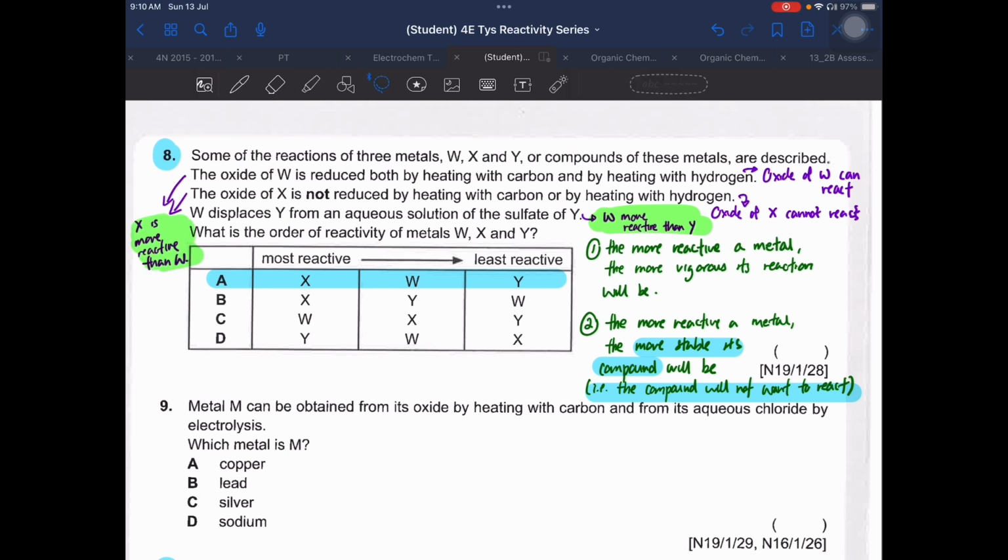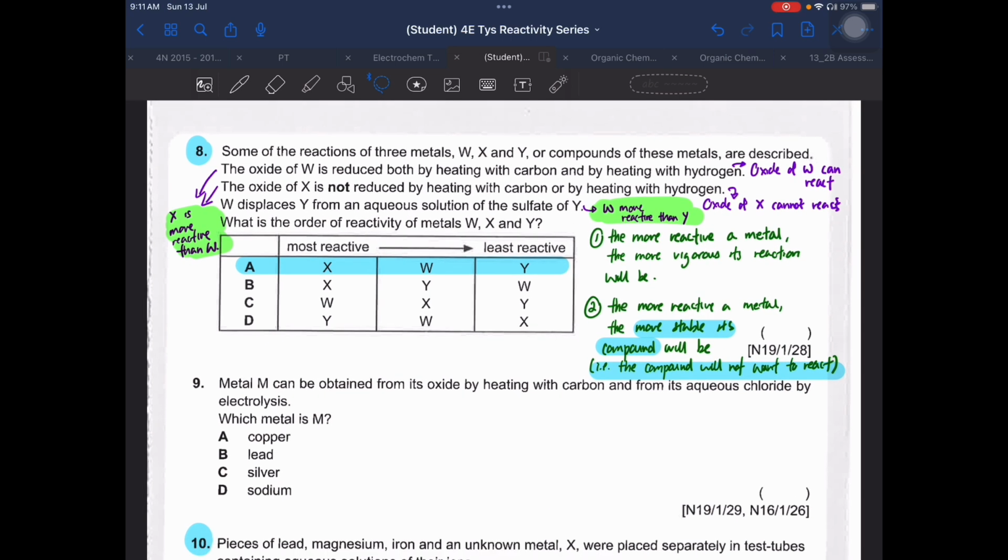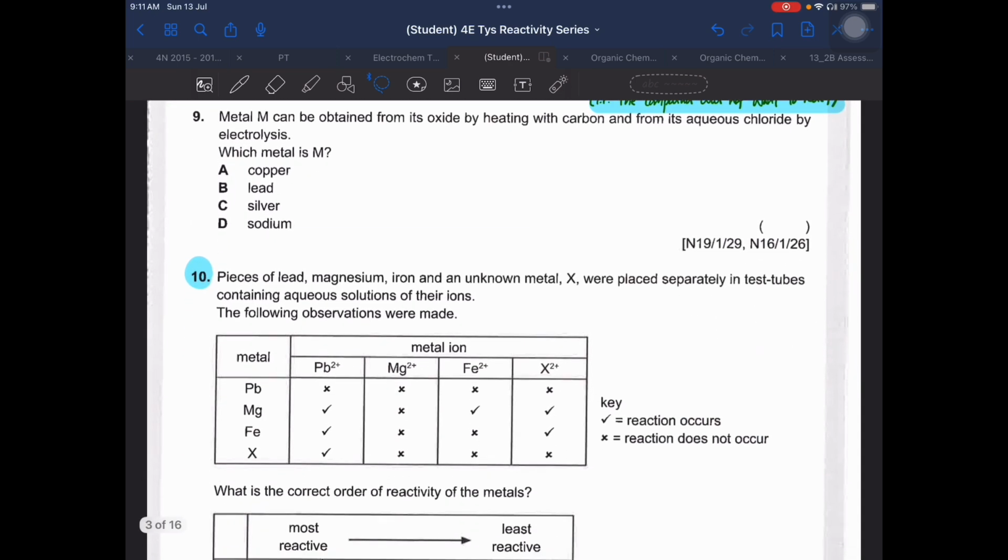So we're going to try out a few more questions in this video that use the same concept, and we're going to flash statements 1 and 2 again and apply them as we go along. Whenever you come across a question that talks about reactivity in MCQ, or even in structured questions, remember these two statements. Let's take a look at question 10.